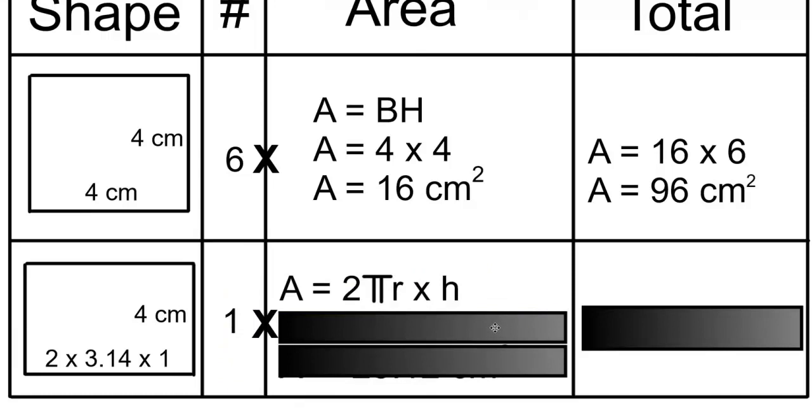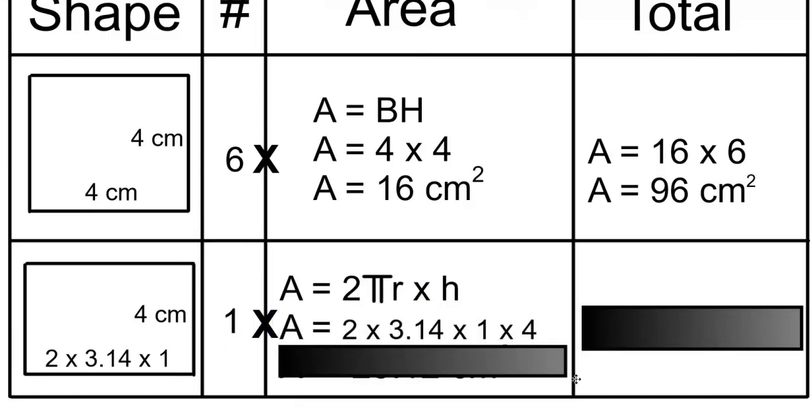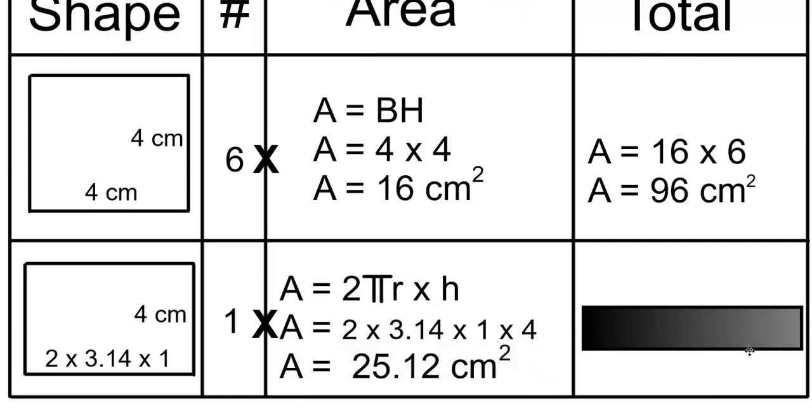Area equals 2 times pi times r times the height. Area equals 2 times 3.14 times 1 times 4. So the area will be 25.12 centimeters squared.